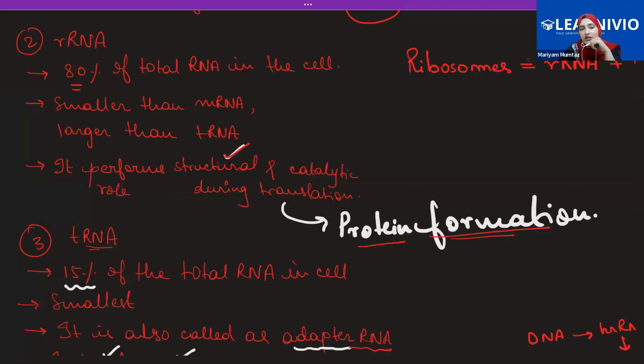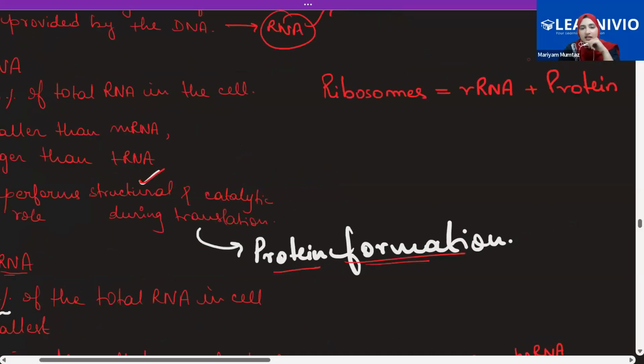It performs a structural and catalytic role during translation. So while we'll be studying translation, this particular RNA will give a structure, and it will be a catalytic process also. So in the protein formation, this comes into play.